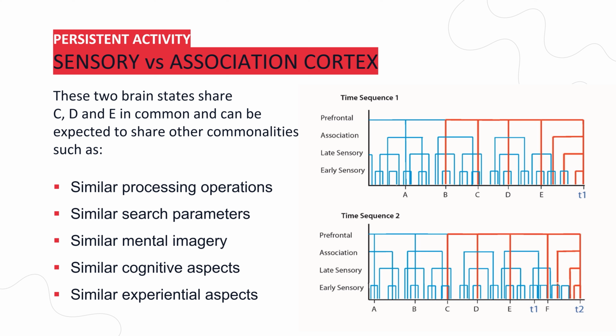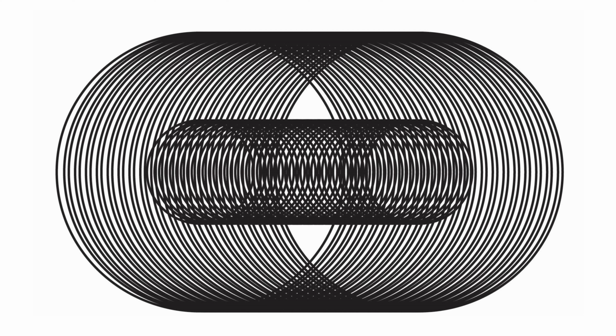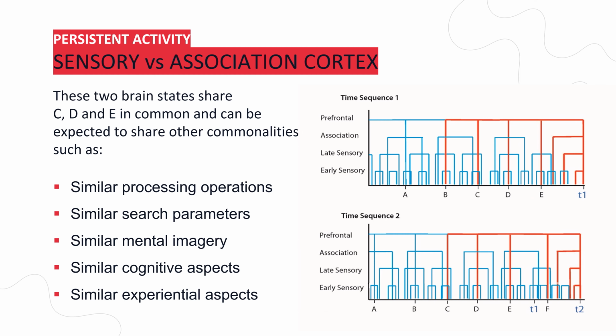So we know that these 2 brain states share C, D, and E in common, and can be expected to share other commonalities, such as similar processing operations, similar search parameters, similar mental imagery, similar cognitive aspects, and similar experiential aspects. Thus, each state and the succession of states that make up consciousness share these commonalities, and I'm trying to convince you that this creates the essence and the feeling of consciousness.